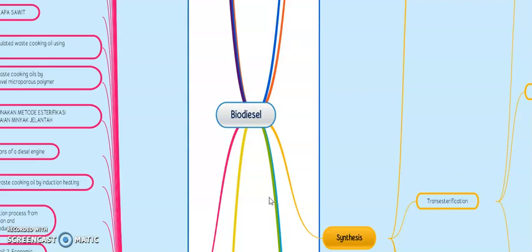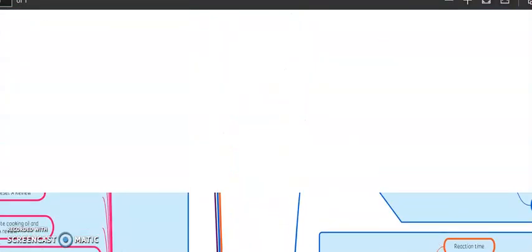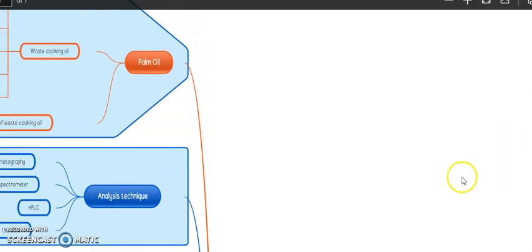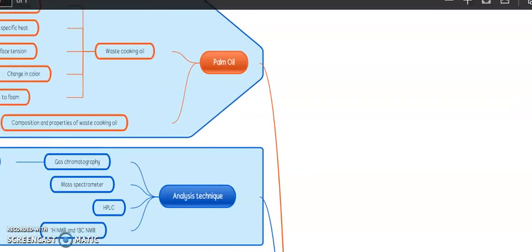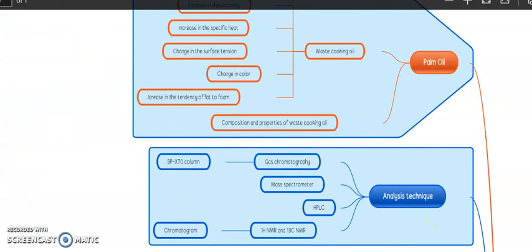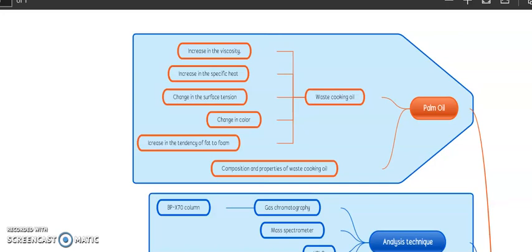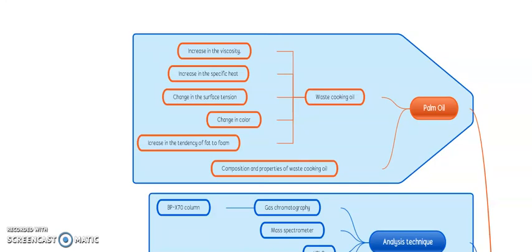So in here, we choose a new alternative for biodiesel, to reduce petroleum use. We choose palm oil, but especially wasted cooking oil. We already know wasted cooking oil will have some changed physical properties: increased viscosity, increased specific heat, changed surface tension, changed color, and an increased tendency of fat to form.